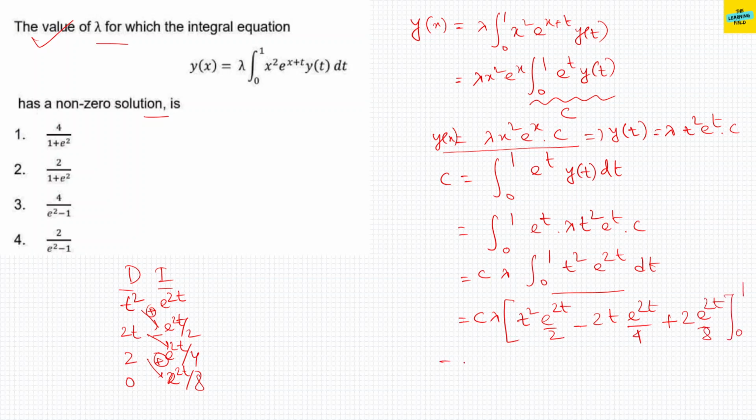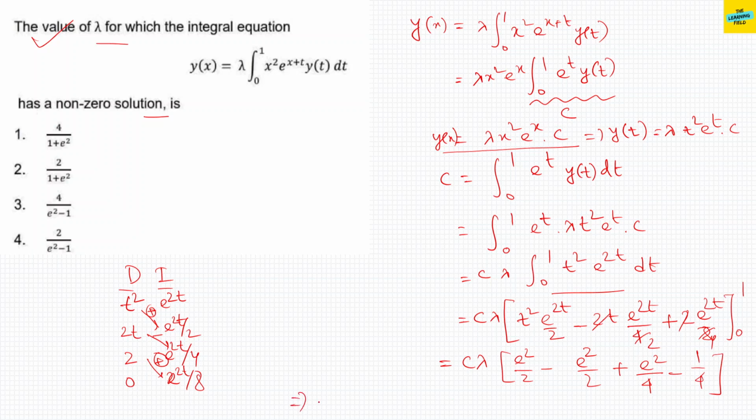Okay, so this is equal to c lambda into, if we put in the limits, the lower limit gives 0 for the first two terms, so only the upper limit is present: e to the power 2 by 2, minus 2 e to the power 2 by 4, plus 2 e to the power 2 by 8, which is e to the power 2 by 4, minus, here only the lower limit is present, that is 1 by 4.